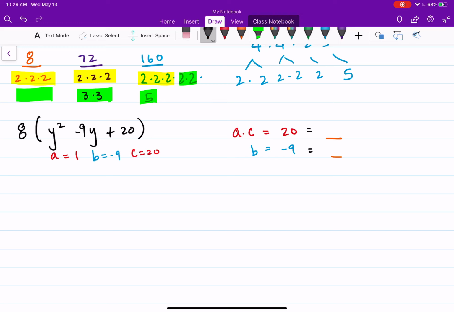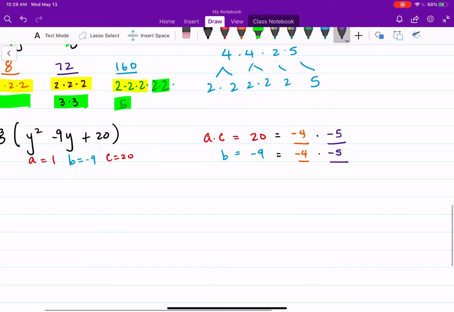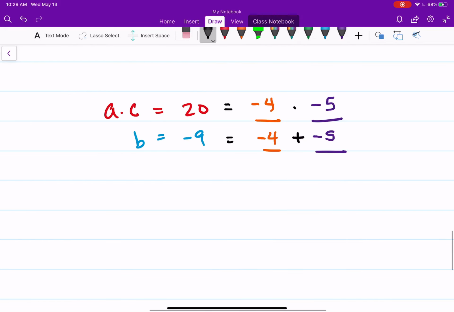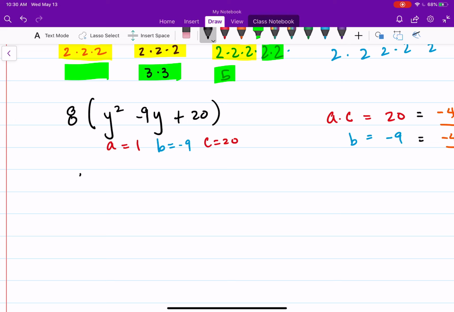All right, let's find those two numbers. What two numbers multiplied together give you 20, but add together to give you -9? Well, that would be -4 and -5, right? So think about that. -4 times -5 gives you positive 20. -4 plus -5 gives you -9. Okay, so that works.